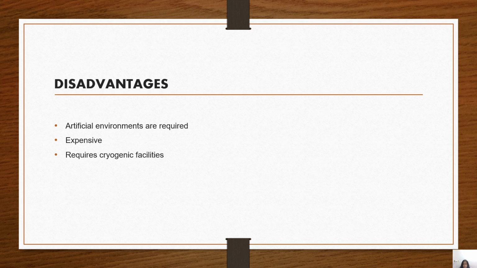IETS experiments often need controlled environments, such as vacuum chambers, to prevent interference from external factors like air molecules. The second disadvantage is that it is expensive. The IETS setup equipment is very costly, making it less accessible for some research facilities. The third one is that it requires cryogenic facilities. IETS typically operates at extremely low temperatures, known as cryogenic conditions, to reduce thermal noise, necessitating specialized cryogenic equipment that is very costly.